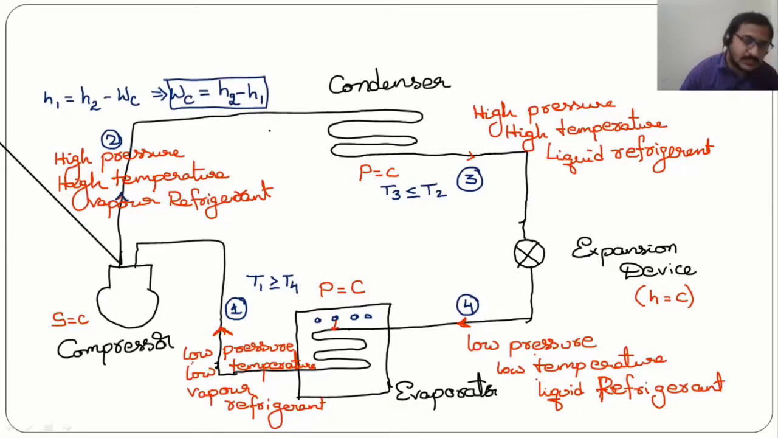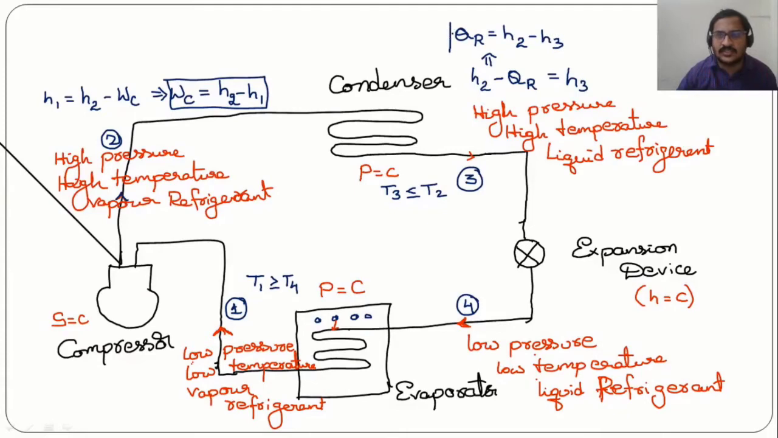Now here in the condenser, heat rejection takes place to the atmosphere. So let us say H2 is the enthalpy with which refrigerant is entering into the condenser, and in the condenser heat rejection takes place at constant pressure. So let us write minus QR. This is equal to H3 enthalpy. So from this we can write heat rejected QR is equal to H2 minus H3. So this is the amount of heat that is rejected.